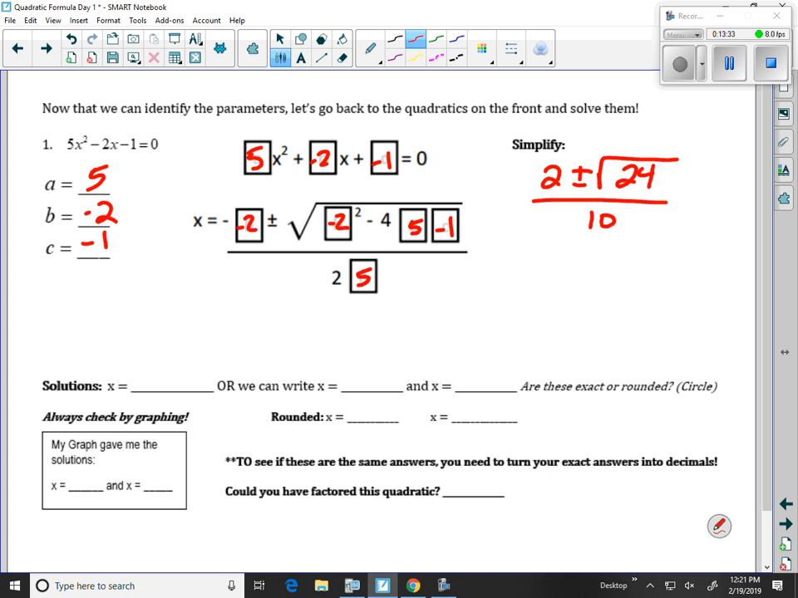Okay, that is our exact solution. Now, I want you to notice something, and you probably already saw it. It's the plus or minus. It says 2 plus or minus the square root of 24 over 10. Do we see that? Okay. Here's what that means. That is our exact solution, so you can write that here.